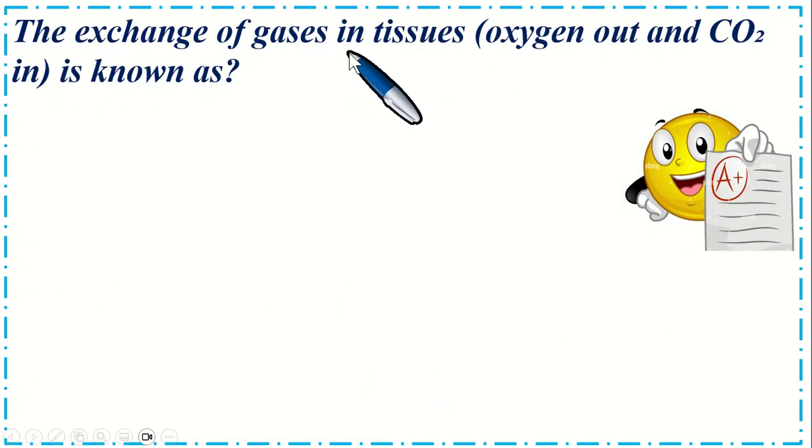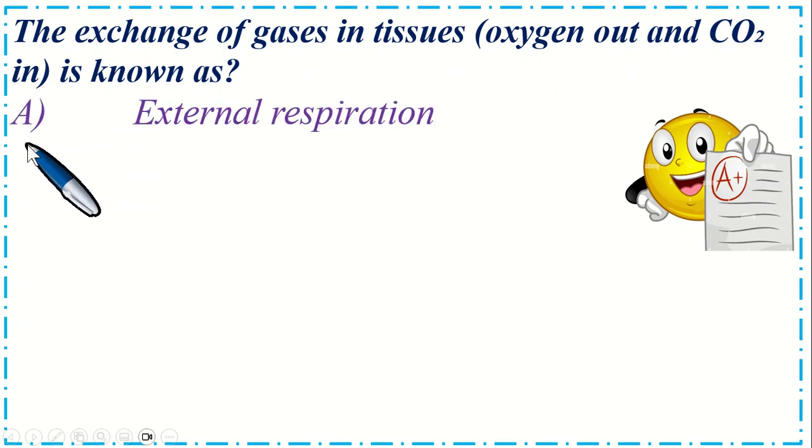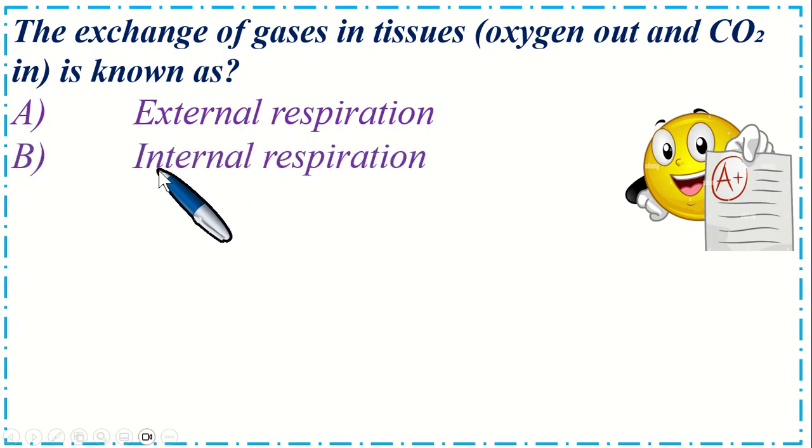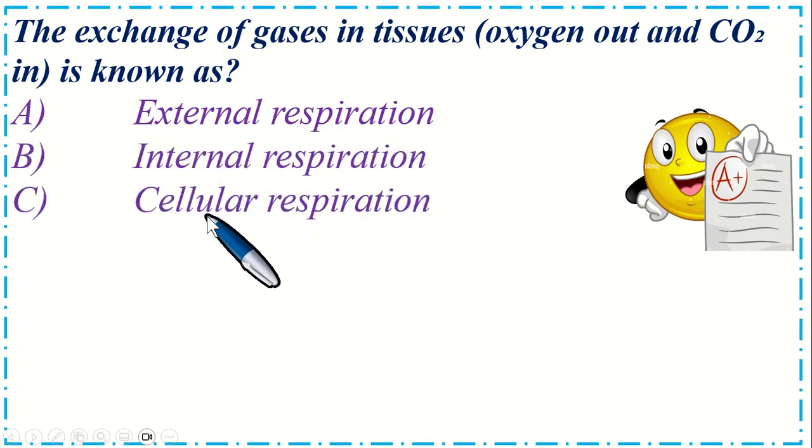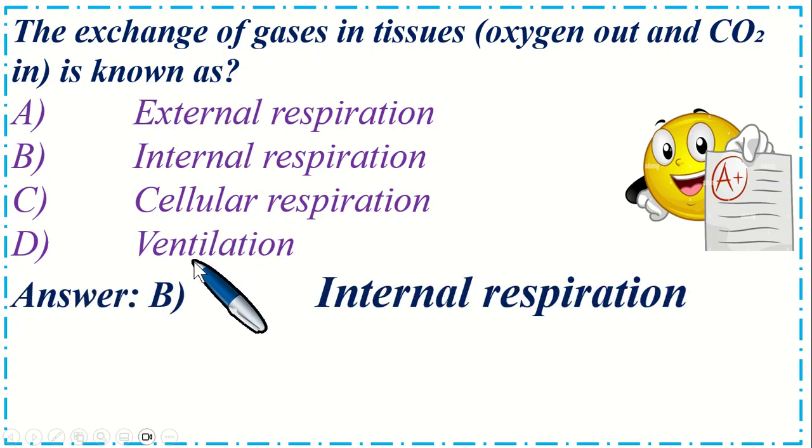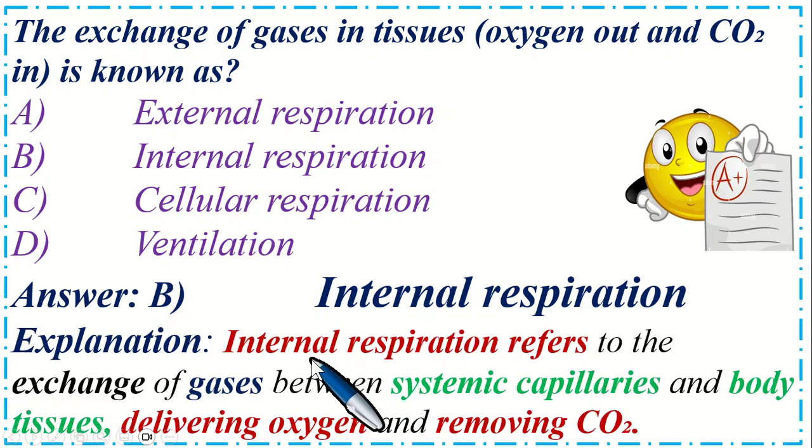The exchange of gases in tissues, oxygen out and carbon dioxide in, is known as option A, external respiration, B, internal respiration, C, cellular respiration, and option D, ventilation. So the correct option is B, internal respiration. Internal respiration refers to the exchange of gases between systemic capillaries and body tissues, delivering oxygen and removing carbon dioxide.